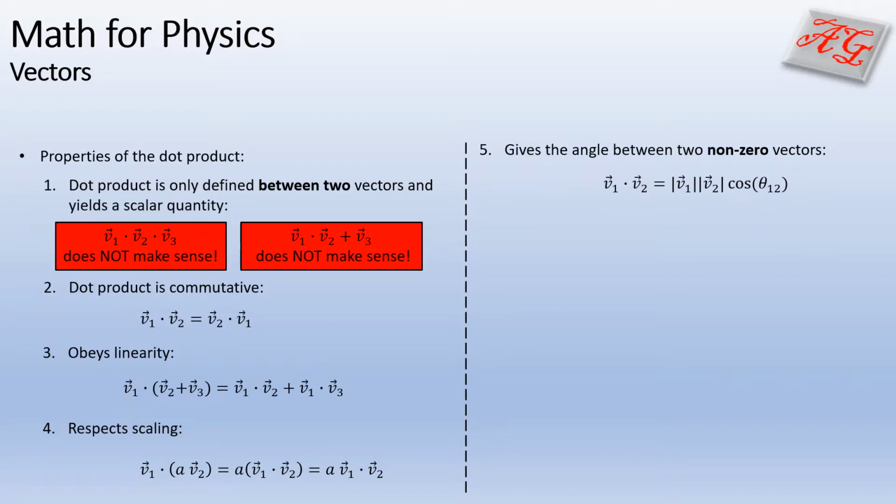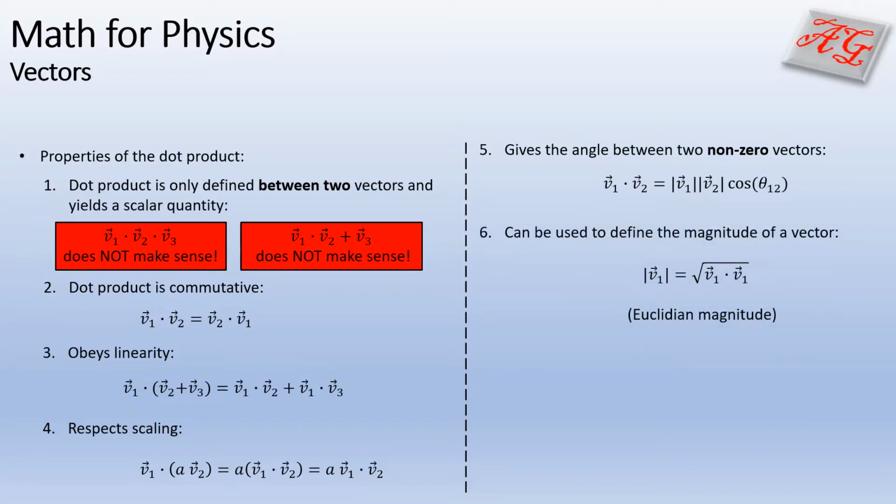As was already stated, the dot product of two vectors is the same as multiplying the individual magnitudes of the two vectors and then multiplying them by the cosine of the smallest angle between the two of them. The dot product can be used to define the magnitude of a vector and is given by the square root of the dot product of the vector with itself. This is called the Euclidean magnitude of the vector. Of course, there are more things for which the dot product can be used, but this can be inferred from the properties of the dot product.